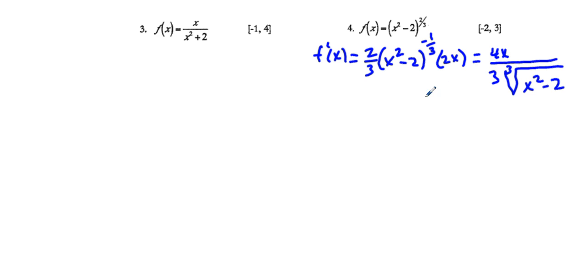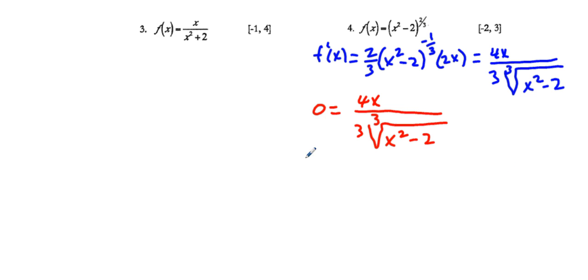And so we need to find where this first derivative is equal to 0 or is undefined. And to do that, we'll say 0 equals 4x over 3 cube root of x squared minus 2. And so we can set this numerator equals 0, so 4x equals 0, and that's x equals 0. That's going to be one of our possible critical points, critical number, excuse me.